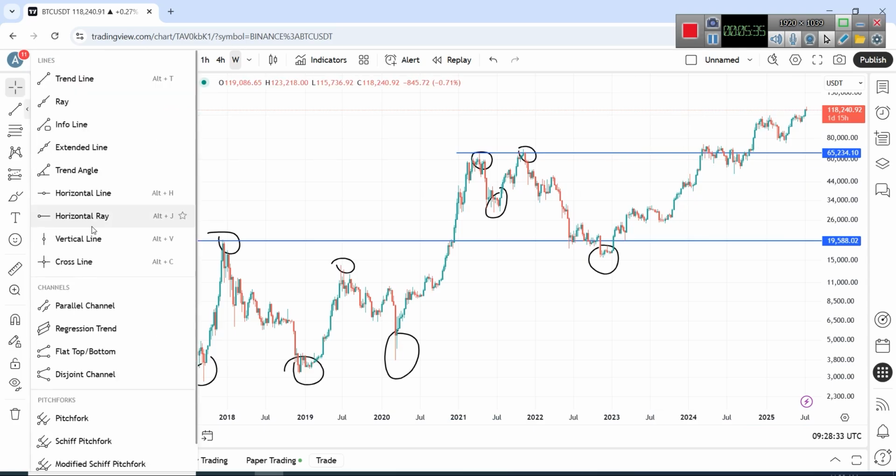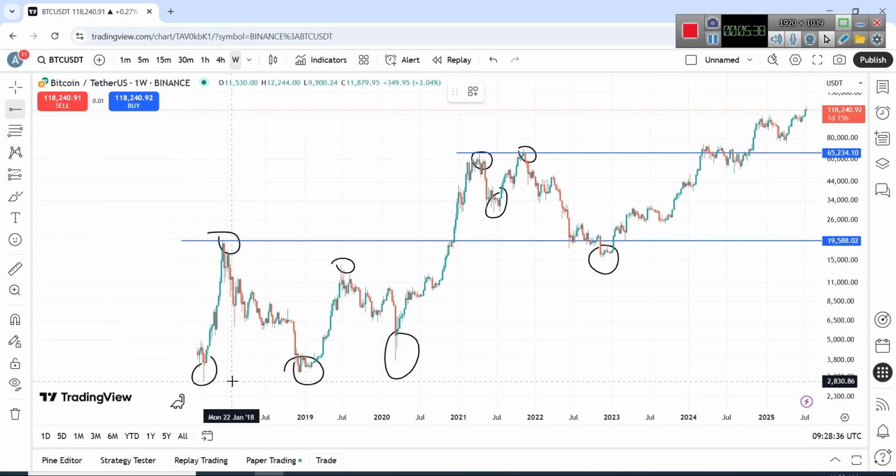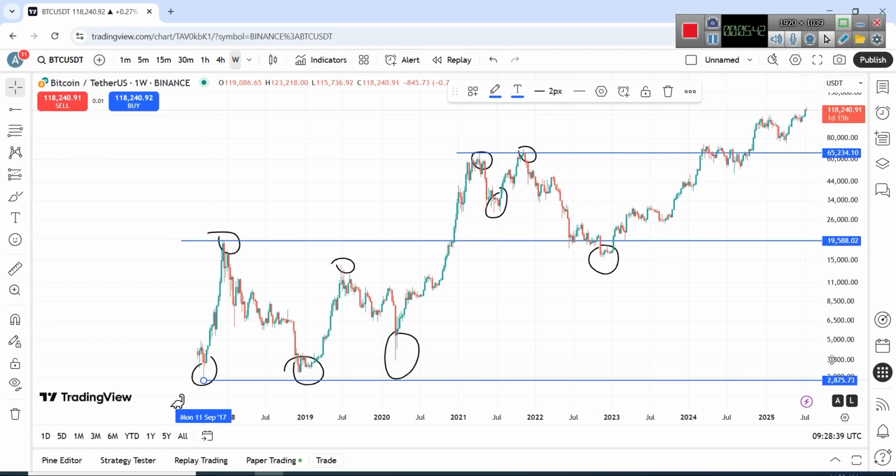Another static line that we may see is right there. That may look useless to me because it doesn't look like we reach this price again, so it's kind of useless.